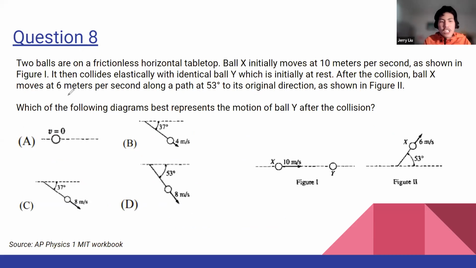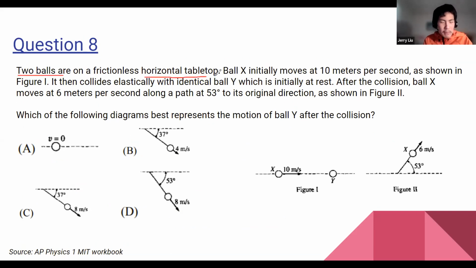Okay, so question 8 is having 2 balls on a frictional horizontal tabletop, basically a plane. This is 2-dimensional. In 2 dimensions, it's still the same law. It's still conservation of momentum. Here, unless the things collide in a weird way, such that there's extra force applied, the momentum vector should be the exact same before and after.